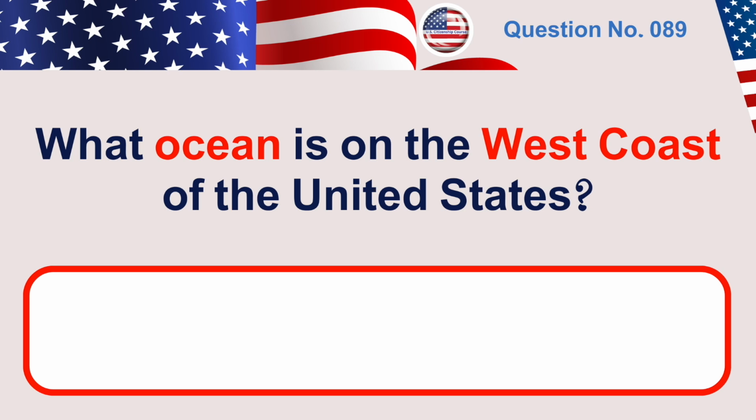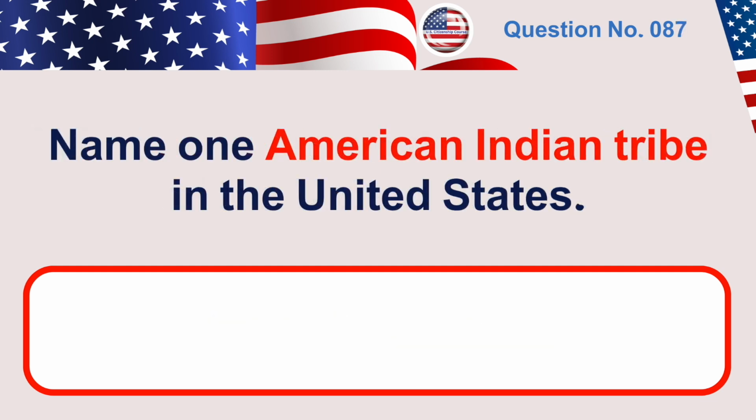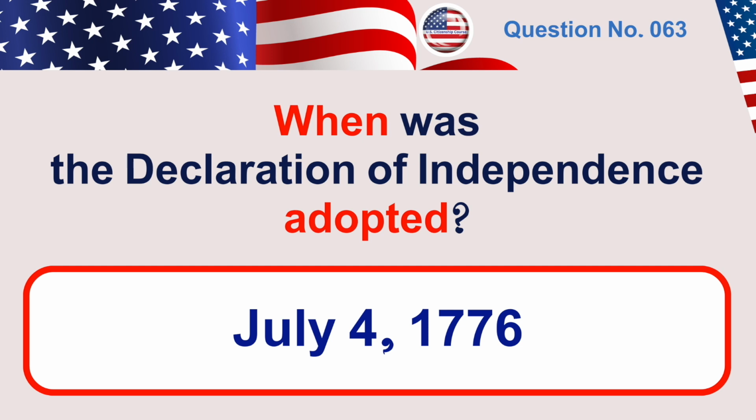What ocean is on the west coast of the United States? Pacific Ocean. Name one American Indian tribe in the United States. Cherokee. When was the Declaration of Independence adopted? July 4, 1776.